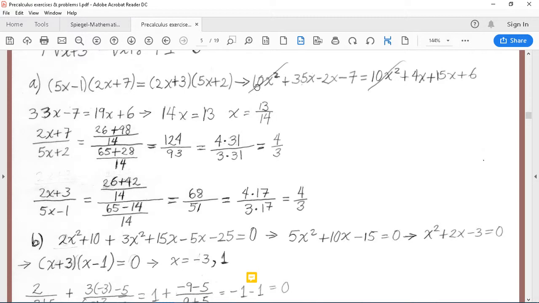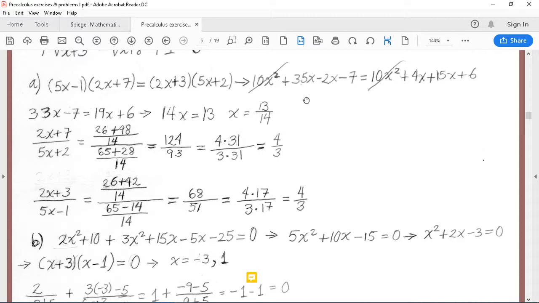Okay, so 5x times 2x is 10x squared, 5x times 7 is 35x, minus 1 times 2x is minus 2x, minus 1 times 7 is minus 7. 2x times 5x is 10x squared, 2x times 2 is 4x, 3 times 5x is 15x, 3 times 2 is 6. Okay, so 10x squared cancels out with 10x squared.